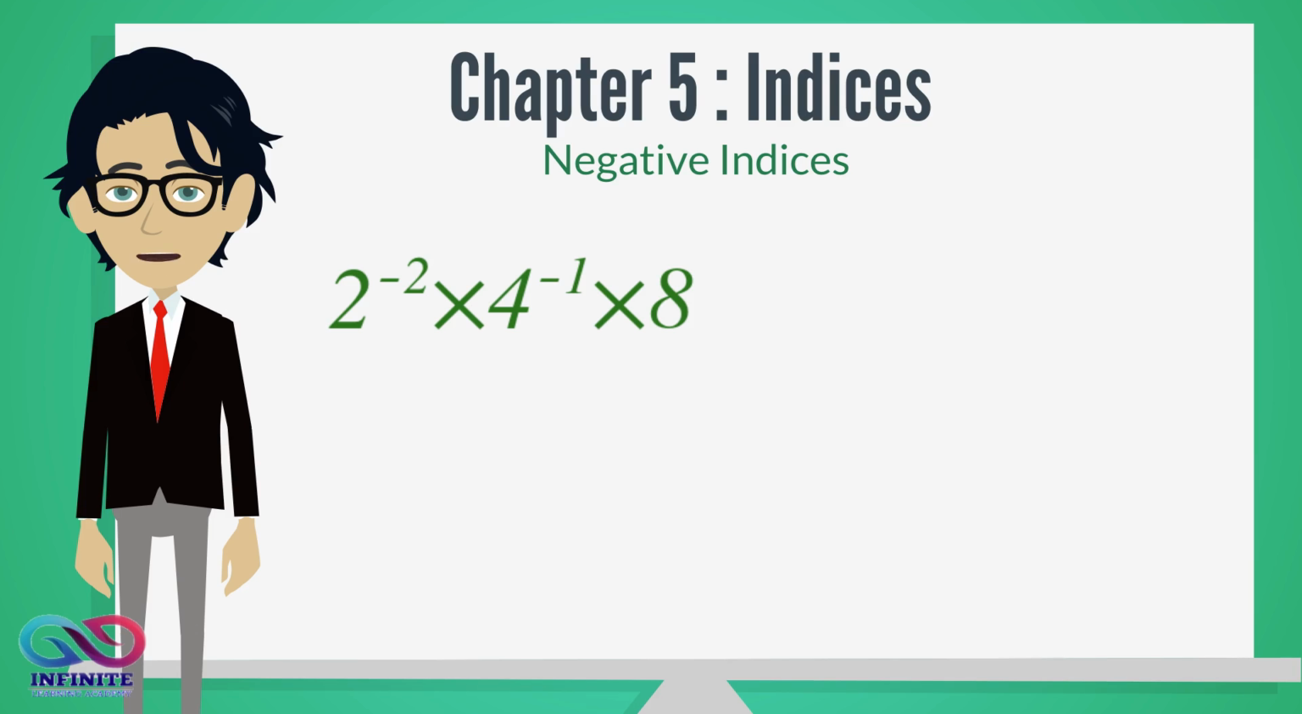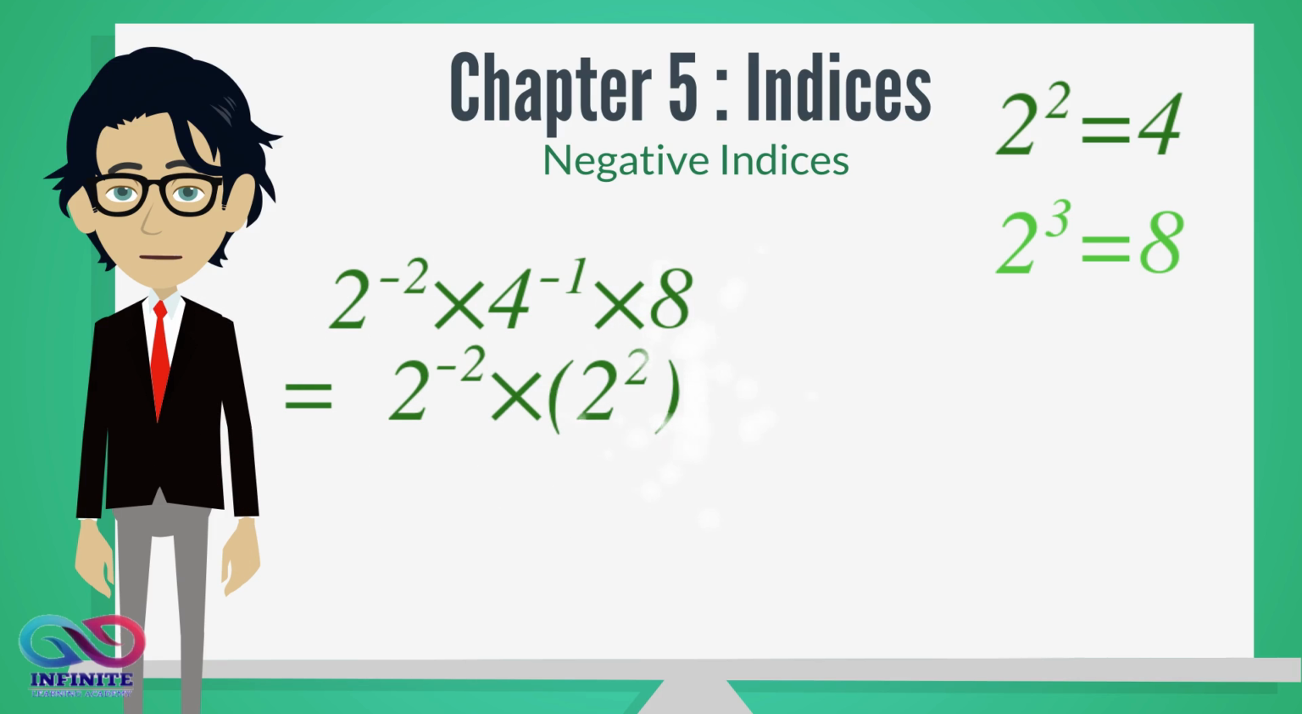This is our question. To solve this, we have to change the 4 and 8 into indices of 2. To do that, find 2 to the what can form the number 4 and 8. We would know that 2 times 2, or 2 to the power of 2, equals 4. And we know that 2 times 2 times 2, or 2 to the power of 3, equals 8. So substitute it into the question.